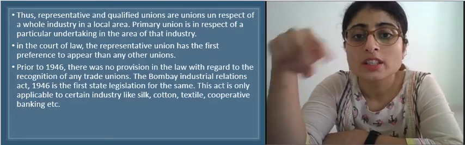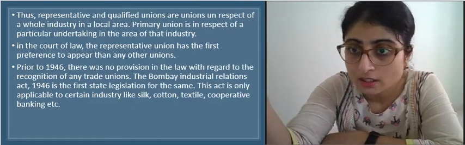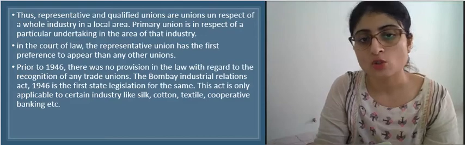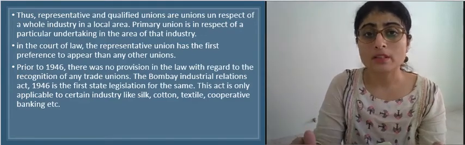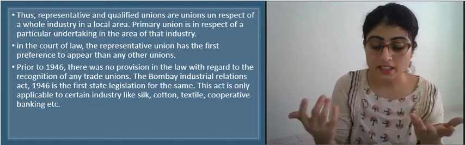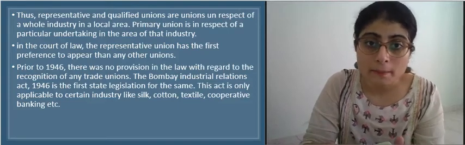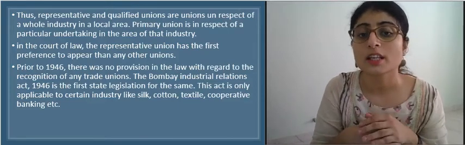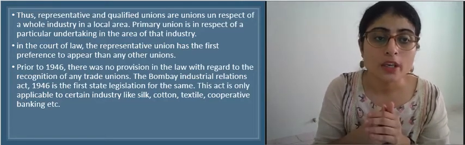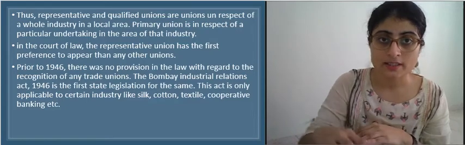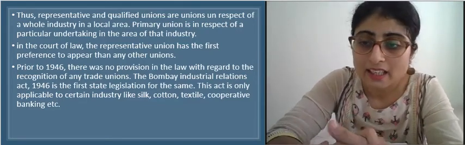In the court of law, the representative union has the first preference to appear over any other union because of its nature. It represents all its members, and rather, it includes all the employees, not only the members, and that is the reason in the court of law the representative union has a better standing than the qualified or the primary trade union, my friends. So this was all about the classification of the trade unions at a glance.